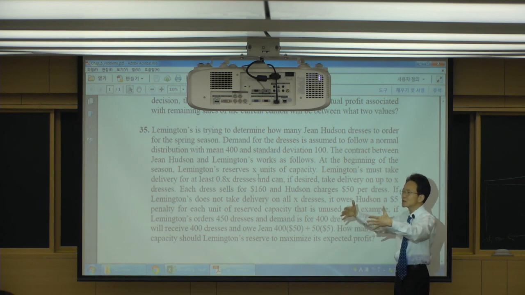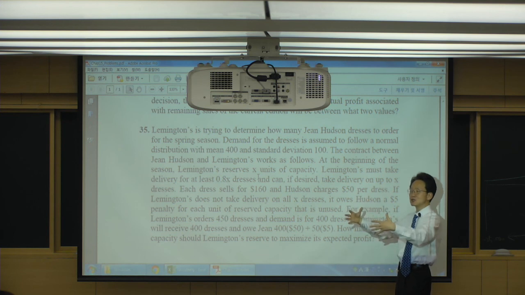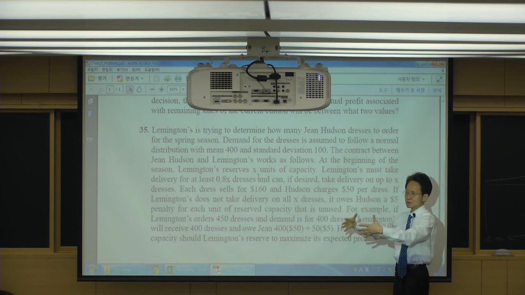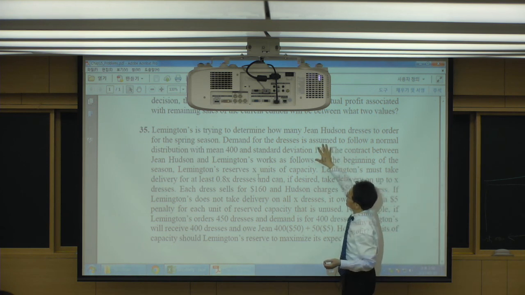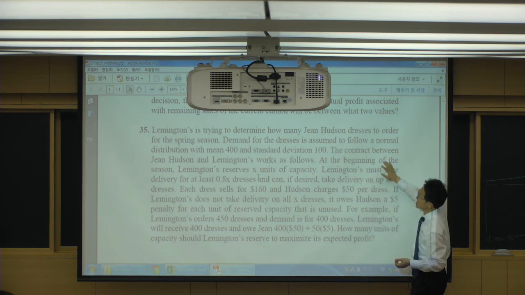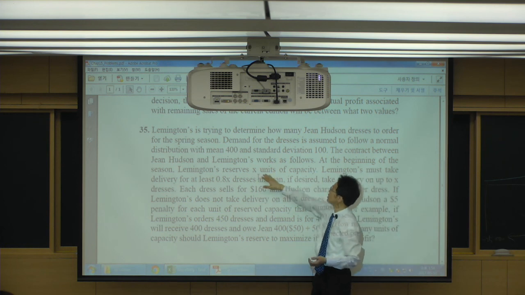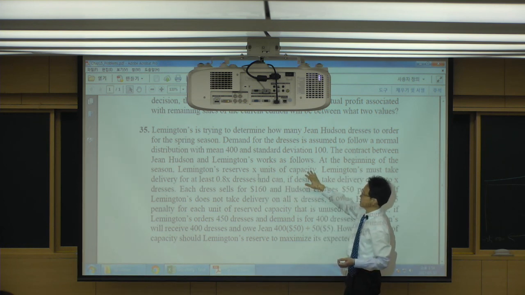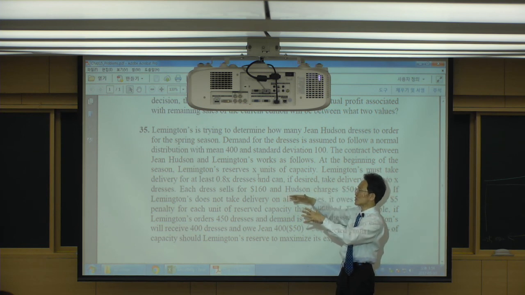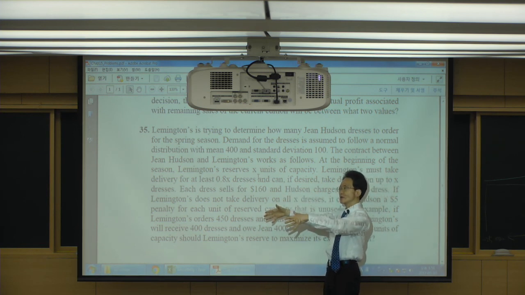So how many units of dresses are we going to order? That's a reservation. You need to have reserved the capacity for the season. So you can reserve capacity. Let's say you can reserve X units of capacity. So let's say I want to reserve 450 units capacity.